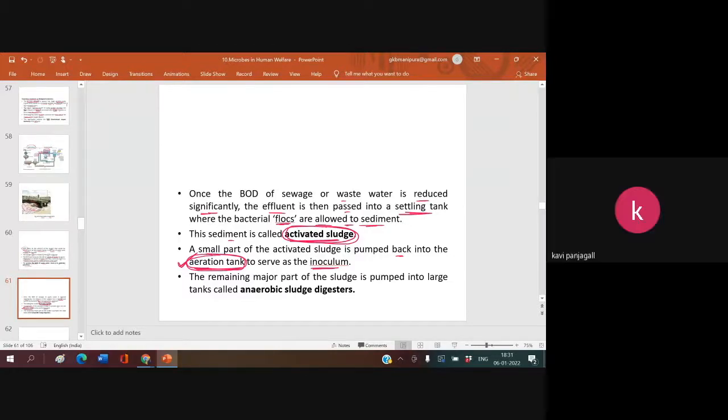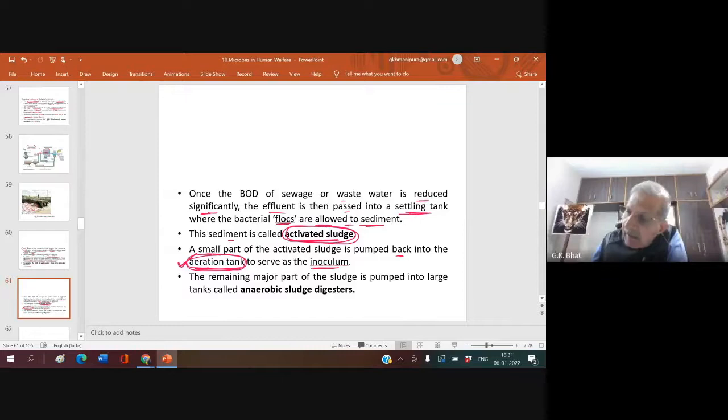To act as inoculum. What is there in that activated sludge? Bacterial flocs are there. So just to see that in the aeration tank, the flocs containing bacteria and fungi grow quickly, we are using a certain part of the sludge in the aeration tank, and they serve as inoculum.